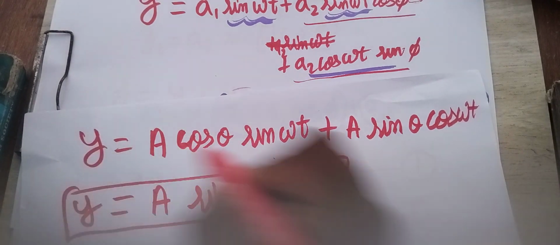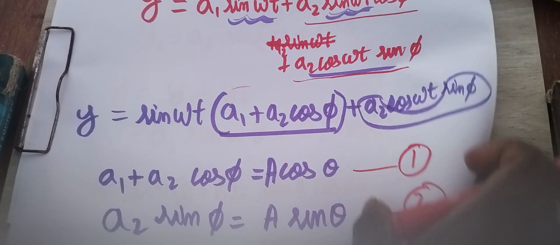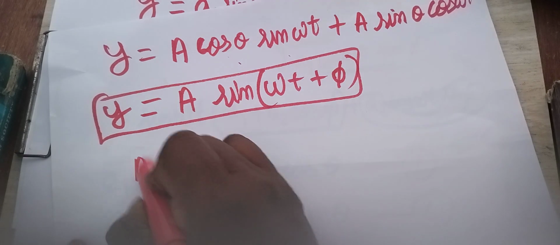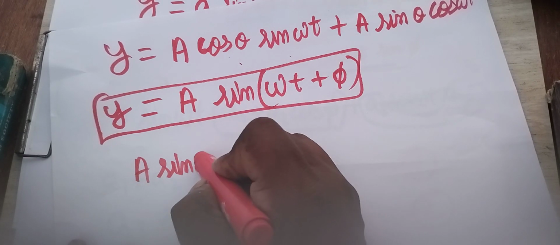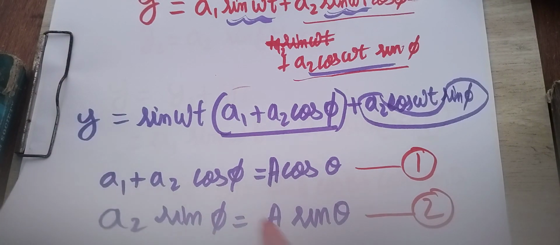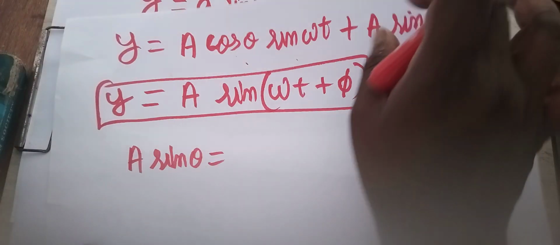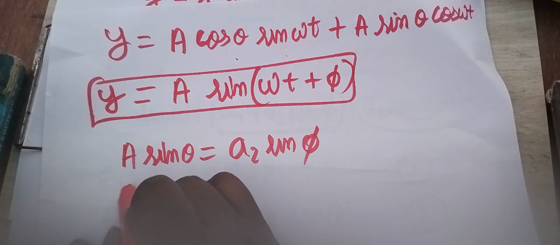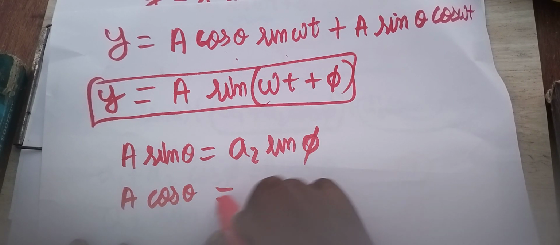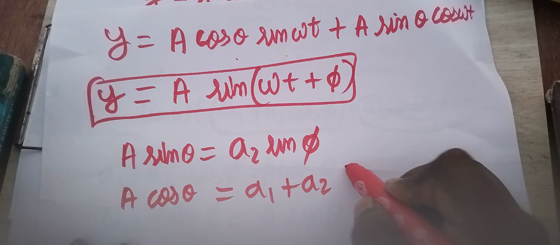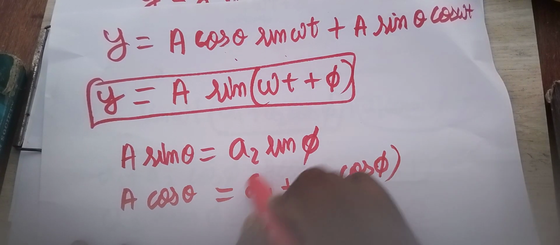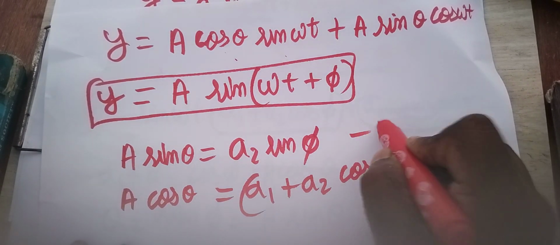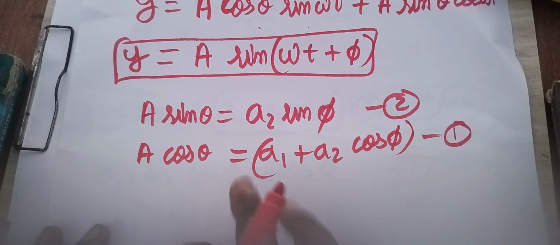Now, already we know we assumed these two values. A sin theta is equal to A2 sin phi, and A cos theta we assumed as A1 plus A2 cos phi. Now this is equation 1, this is equation 2, we know already. I am going to square and add both the equations. Now we'll see what we are going to get.